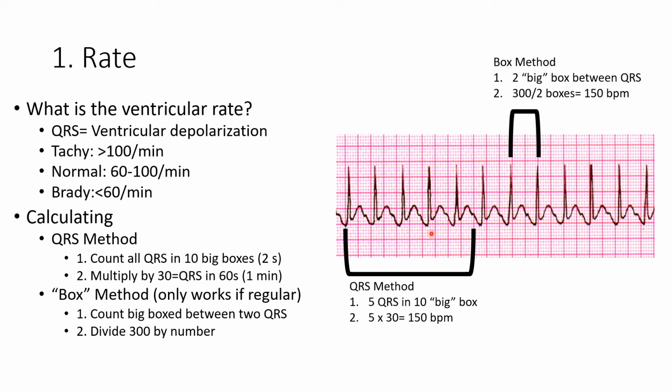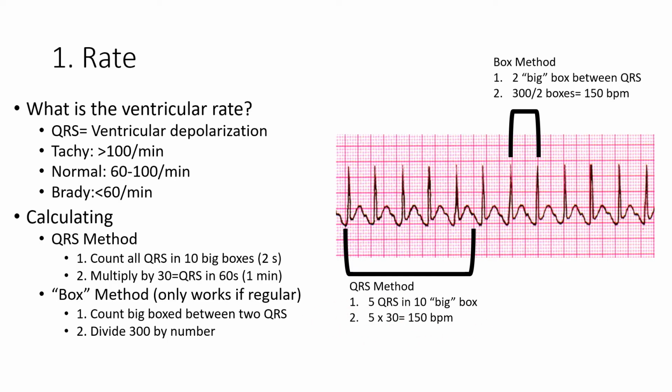So here we have 10 big boxes. You can count 1, 2, 3, 4, 5 ventricular depolarizations. 5 times 30 is 150 beats per minute. This would be a tachyarrhythmia.